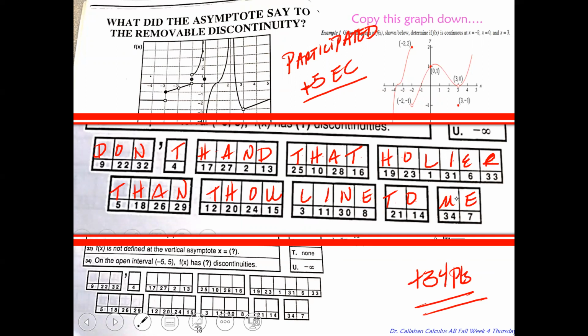This was your answer to your calculus puzzle. It says, what did the asymptote say to the removable discontinuity? Don't hand that holier than thou line to me. Haha.